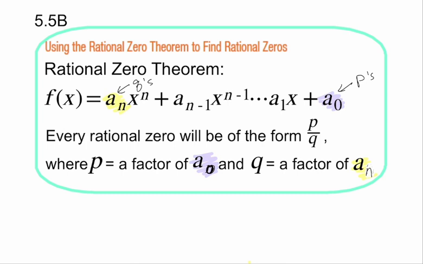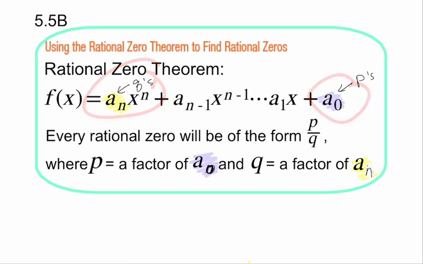So what's a rational number? A rational number is any number that can be written as a over b when a and b are integers. So 2/3 is a rational number. 1 is a rational number. 5 is a rational number. -5 is a rational number. So all rational zeros are dependent upon your last value and your first value.